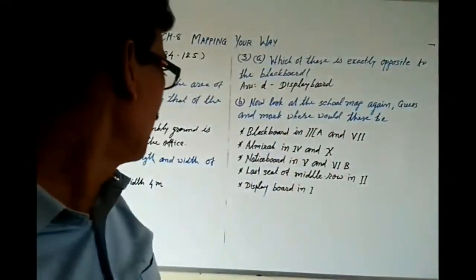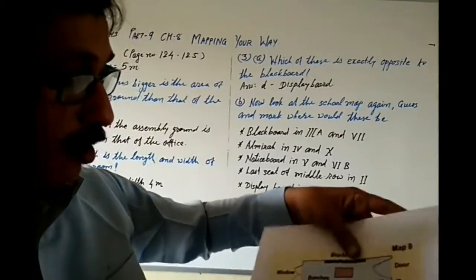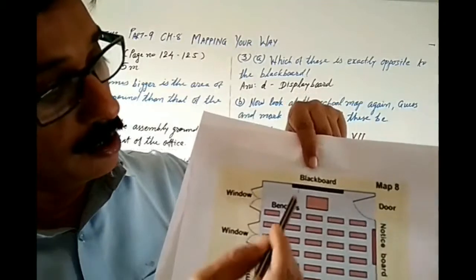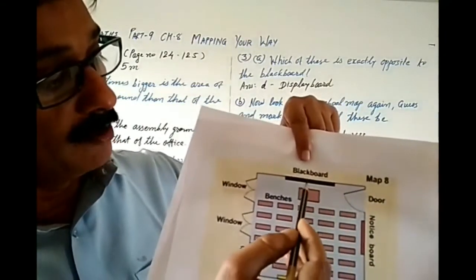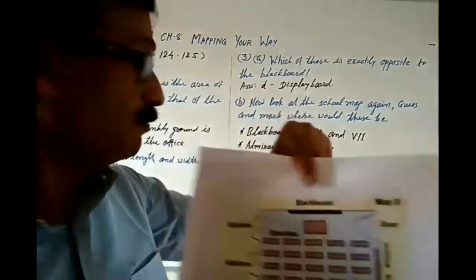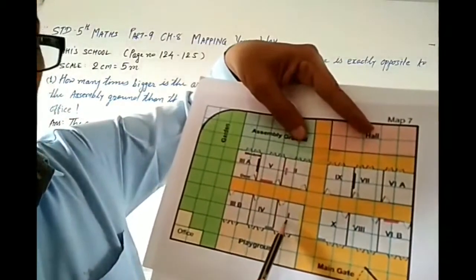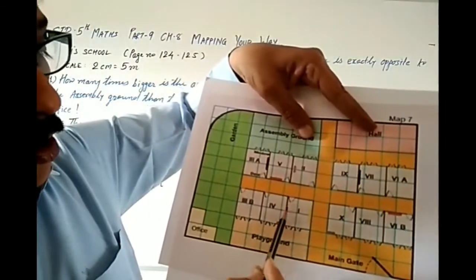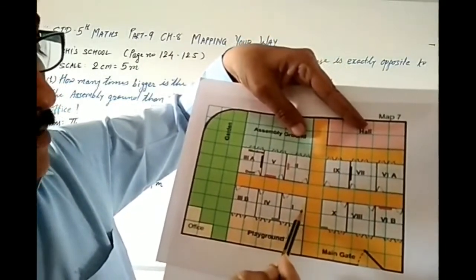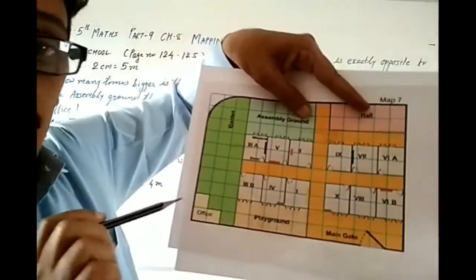And the last one, display board in 1st standard. First of all, look into this. The display board is opposite to the blackboard. Now find out the blackboard. Where is the blackboard? In between door and window. So display board in 1st standard. See, this is 1st standard, isn't it? These are window, door and window. So here it could be the blackboard. Then here it can be the display board. So in 1st standard, here is the display board.